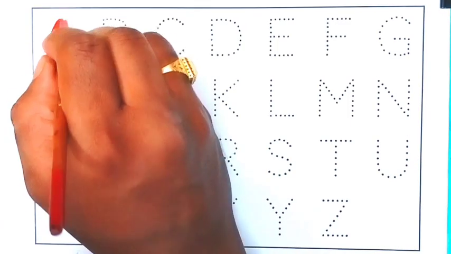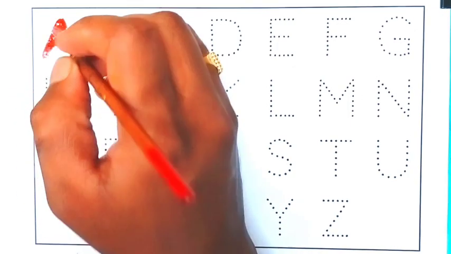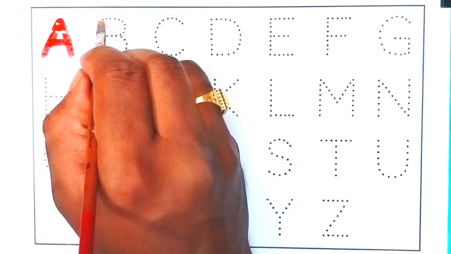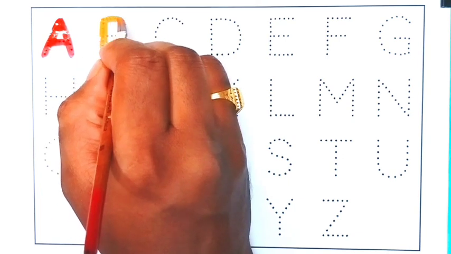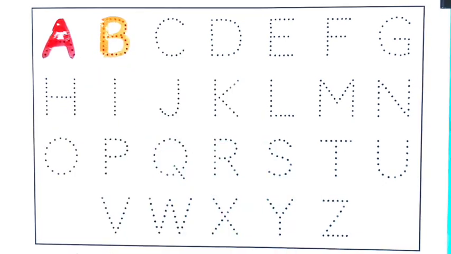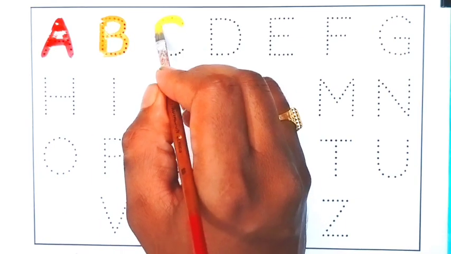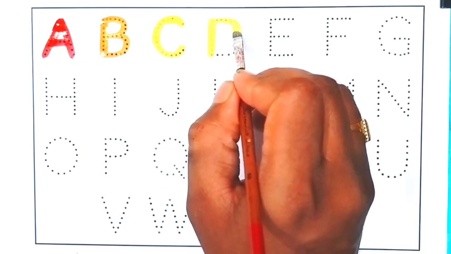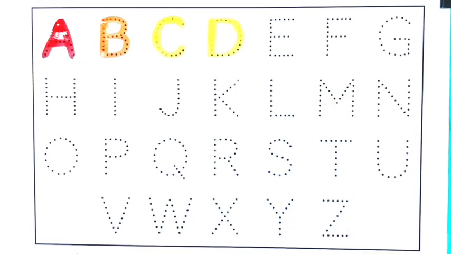A for aeroplane. B for butterfly. C for candy. D for doll.